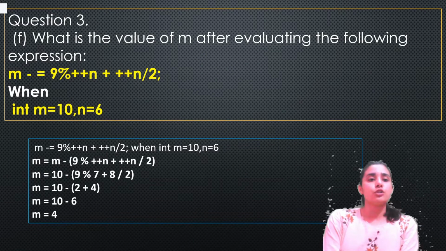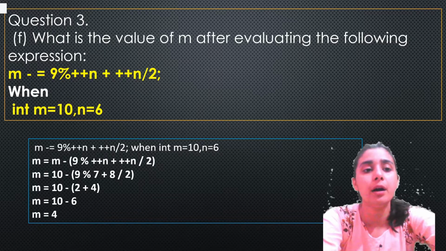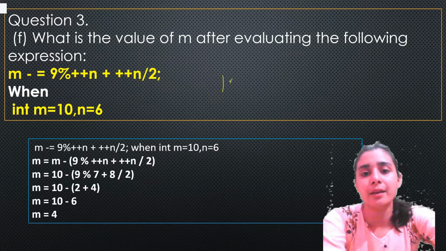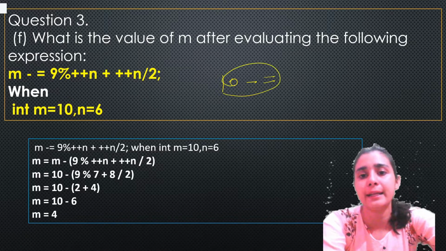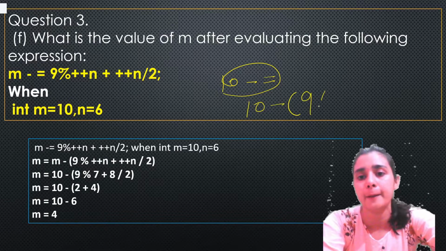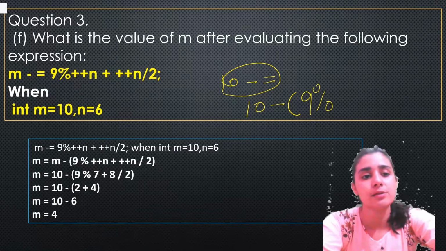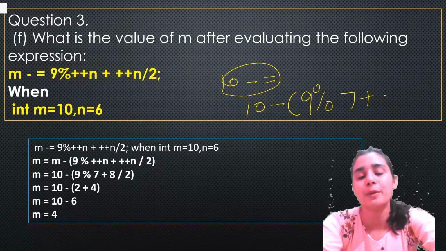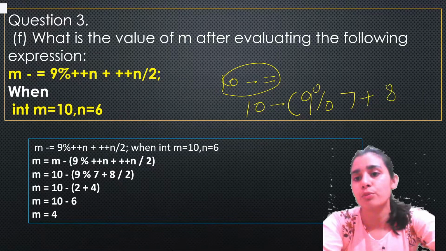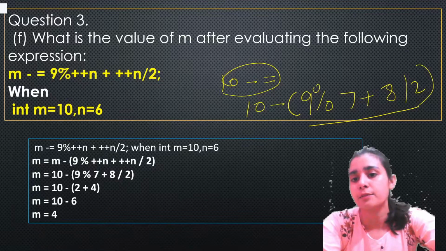Moving to the next question. Try to do this question here. The value of m is 10 here, with the minus-equals operation. If you are not writing like that, it is also fine. The mod sign is there, plus pre-increment n, so n is 7, plus n again, so this will be 8. Then mod 2. So now you solve this first of all.